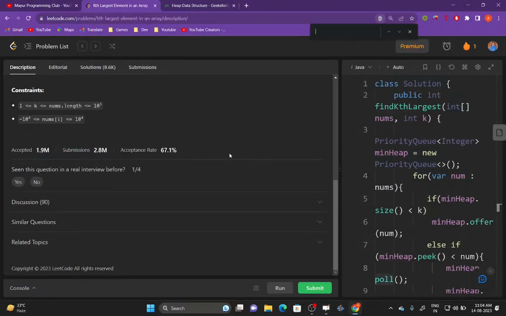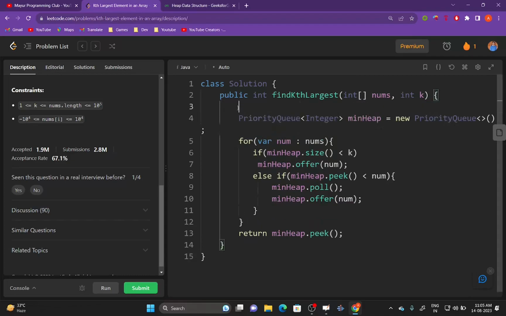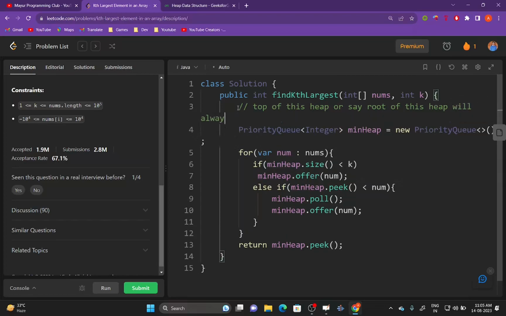Now let's quickly dive into the coding part. Basically, this is the same as we have discussed. Priority queue is nothing but the heap data structure that we are using. So in this case, we have a min heap. So the top of this heap, or say the root of this heap, will always be the minimum value in the heap.